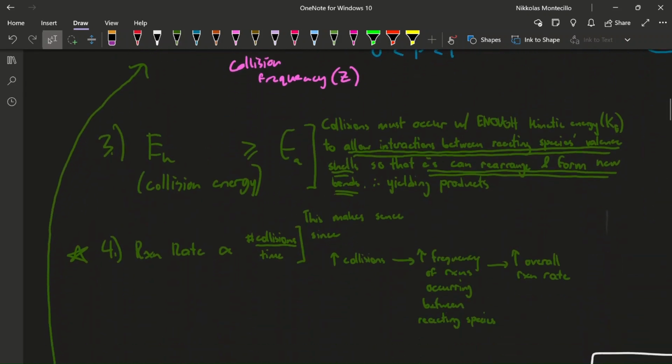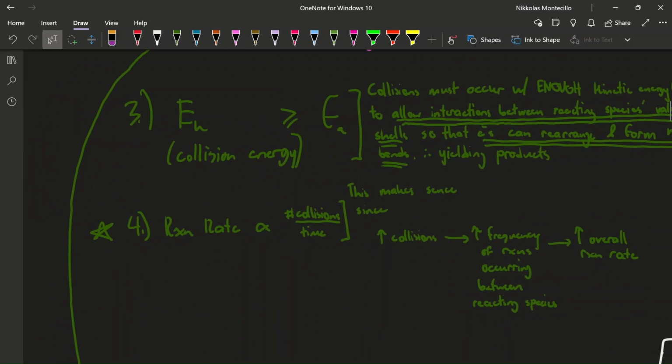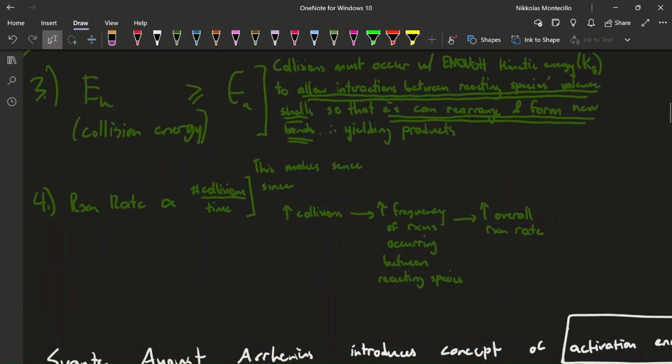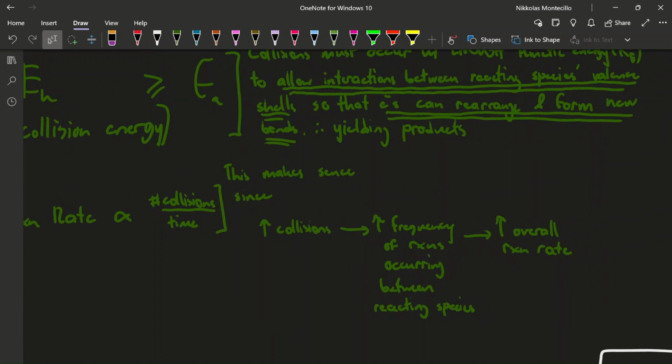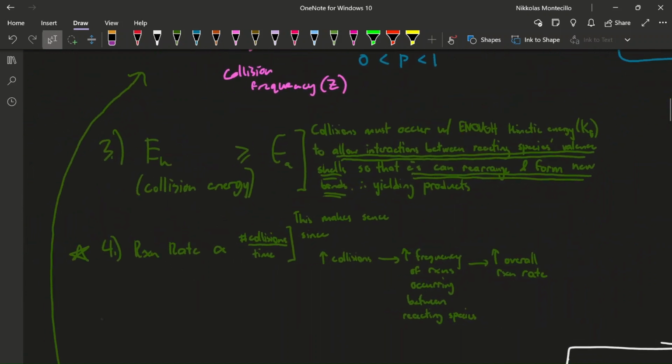And then lastly, we have the fourth criterion, where the reaction rate is directly proportional to the number of collisions over time. And this makes sense, right? The reaction rate will increase as the ratio of collisions over time increases, because the number of collisions increases the frequency of reactions occurring between reacting species, which therefore increases the overall reaction rate.